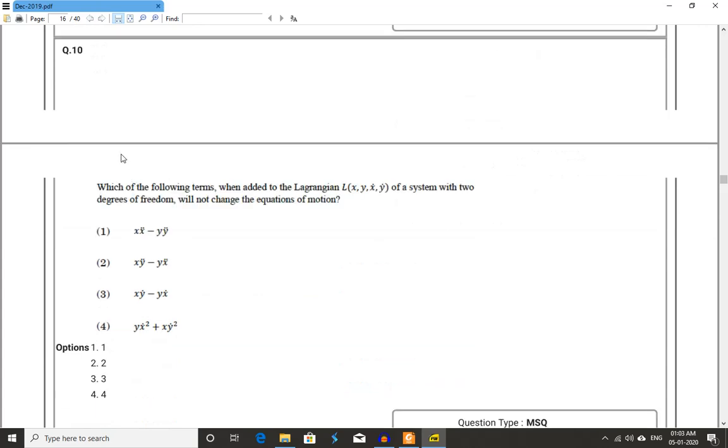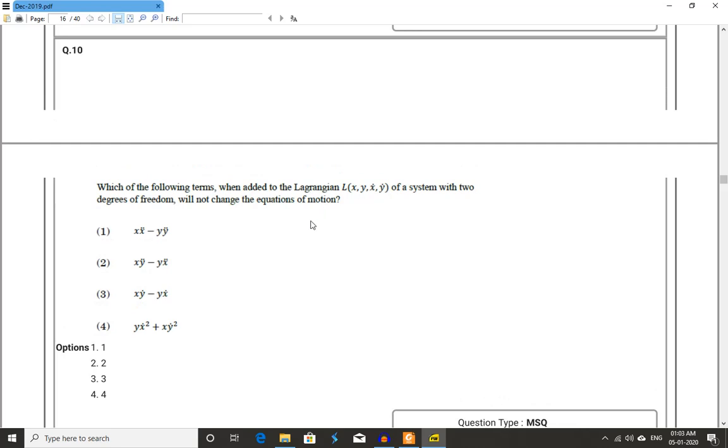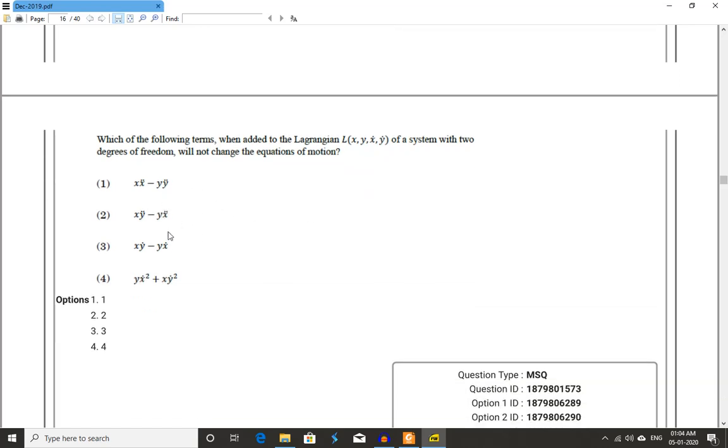This is a Lagrangian question. In this question there is a confusion, and I will tell you where. The perspective of the question is, if you add a total time derivative to a Lagrangian, meaning L plus d/dt of f, where f is a function of space and time, then your equation of motion does not change. So the issue is which option can be written as a time derivative of a function of space and time.